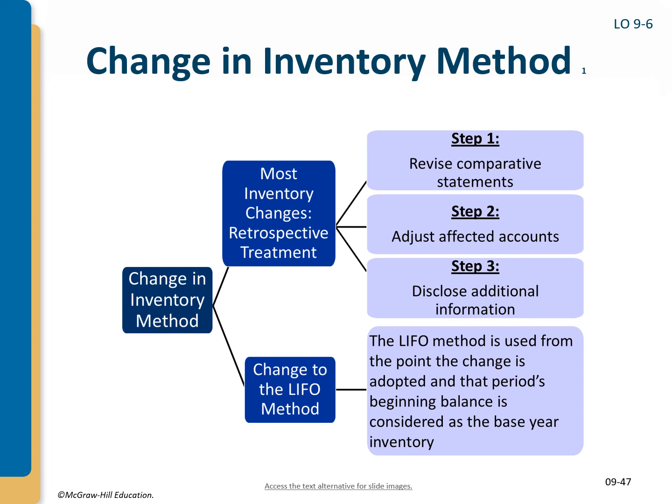Okay, so the next part, that's it for estimating the inventory. What happens if we have a change in inventory method? Well, we have to revise our comparative statements if we report more than 1 year. The next step is we adjust affected accounts, inventory, cost of goods sold, and we disclose information. If you change to the LIFO method, it is used from the point the change is adopted, and that period's beginning balance is considered as the base year inventory. So for dollar value LIFO purposes.